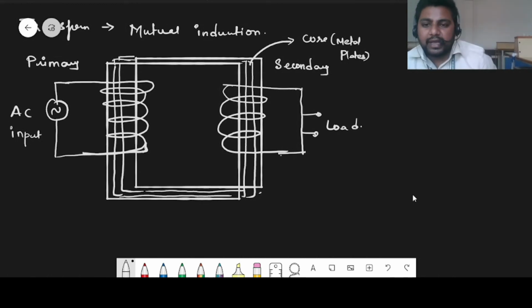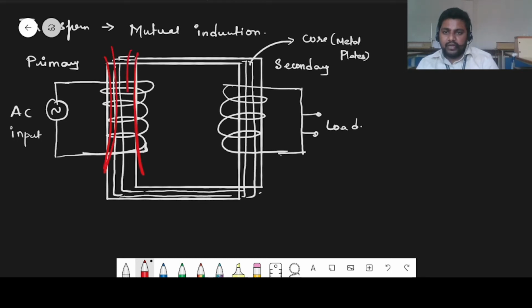Now what is happening in this is, whenever there is AC current which is coming from here, it will induce some kind of magnetic field lines. The flux lines will be generated. Now these flux lines, we are going to take these plates to be a very hard ferromagnetic substance. Ferromagnetic substance absorbs all the magnetic field lines that will be generated. Now these magnetic field lines will be allowed to pass through this one.